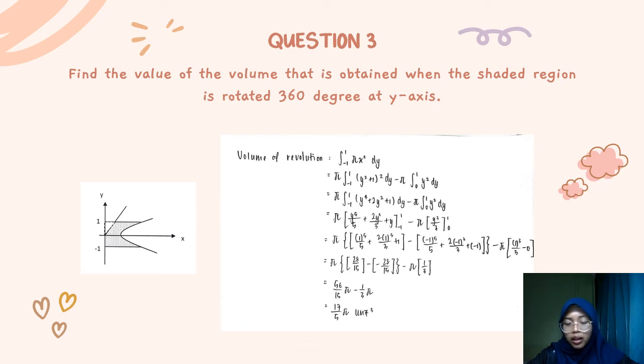And then we solve this and we'll get 28 over 15 minus negative 28 over 15, minus pi times 1 over 3. And then we'll get 56 over 15 pi minus 1 over 3 pi. And the answer we will get is 17 over 5 pi units squared.